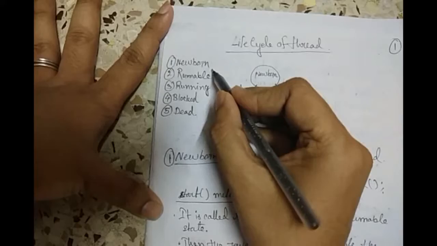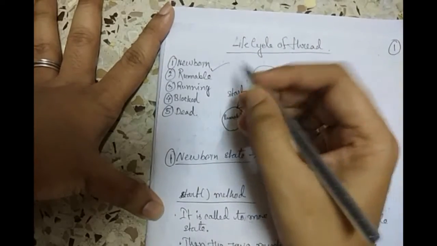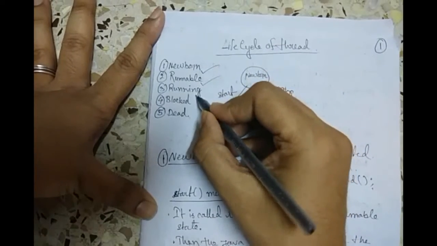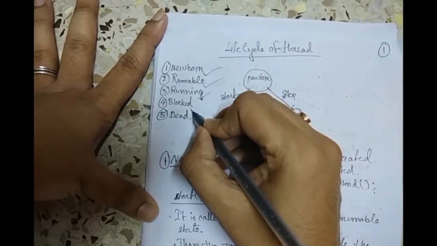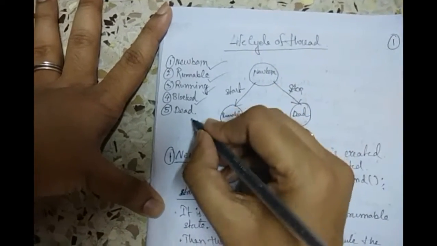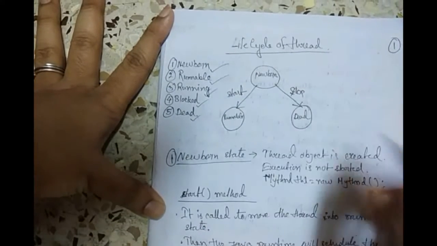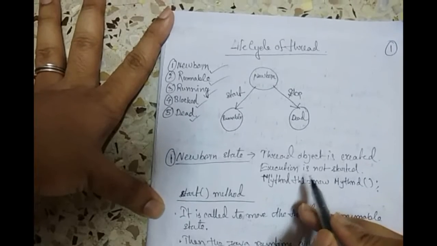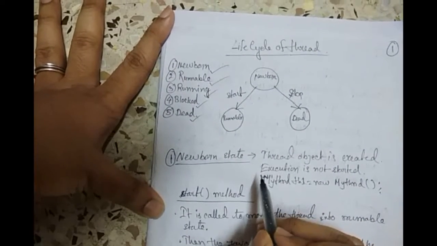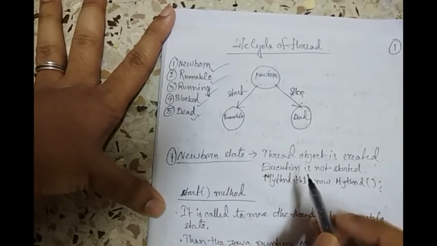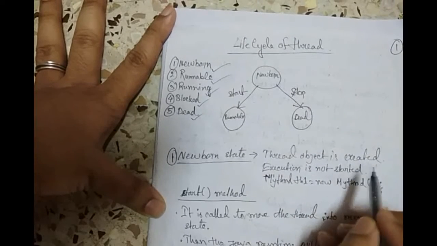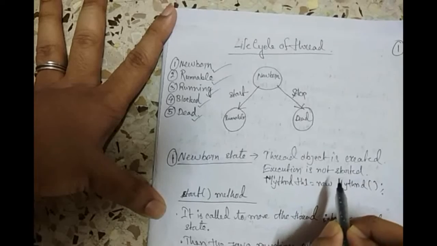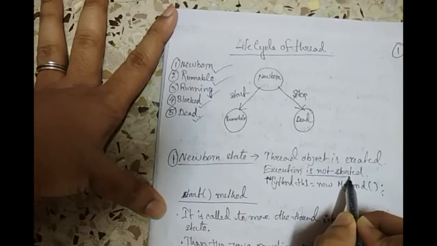You can think of the first state as the newborn state, second is the runnable state, third is running, fourth is the blocked or suspended state, and fifth is the dead state. So first of all we discuss the newborn state. In that state the thread object is created only. Execution of the thread is not started.